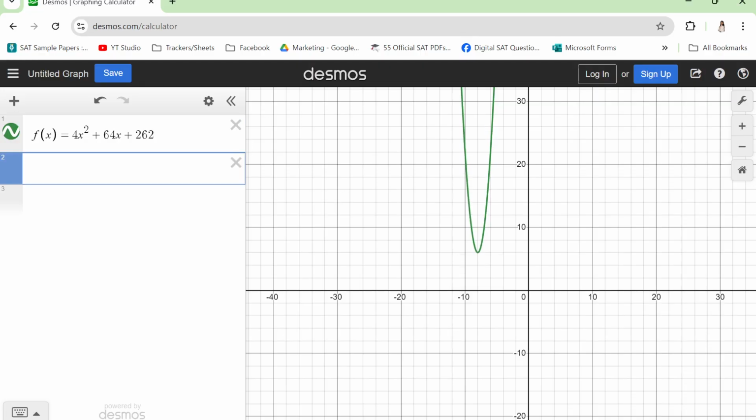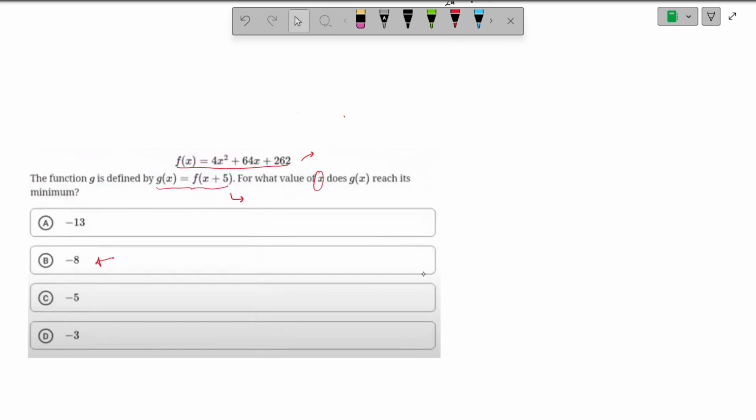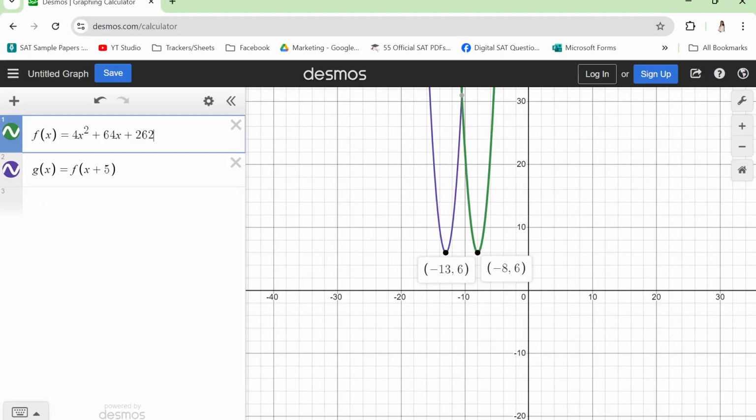So you can simply write g of x equals f of x plus 5. See, now you get the other function, and its vertex is at negative 13. Okay, so you want to find for what value of x g of x reaches its minimum. So it's going to be negative 13.